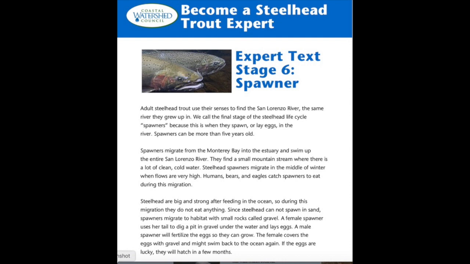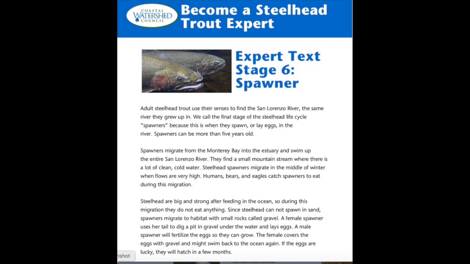Steelhead spawners migrate in the middle of the winter when flows are very high. Humans, bears, and eagles catch spawners to eat during this migration. Steelhead are big and strong after feeding in the ocean, so during this migration, they don't eat anything. Since steelhead cannot spawn in sand, spawners migrate to habitat with small rocks called gravel.